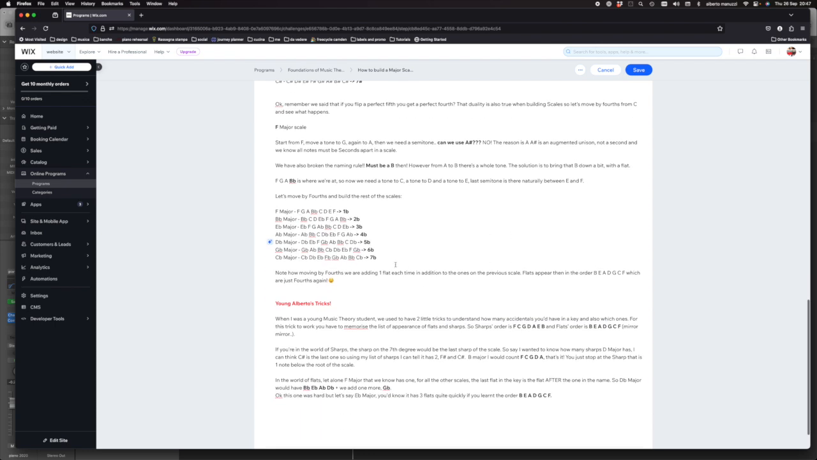If we move by fourths, we'll go into the flats realm. Now the trick in the flats realm is that the order is flipped, so B, E, A, D, G, C, F. It's basically mirrored. We'll see this in a later course, in a later step, that these two realms, the realm of fifths and the realm of fourths, are on a mirror.